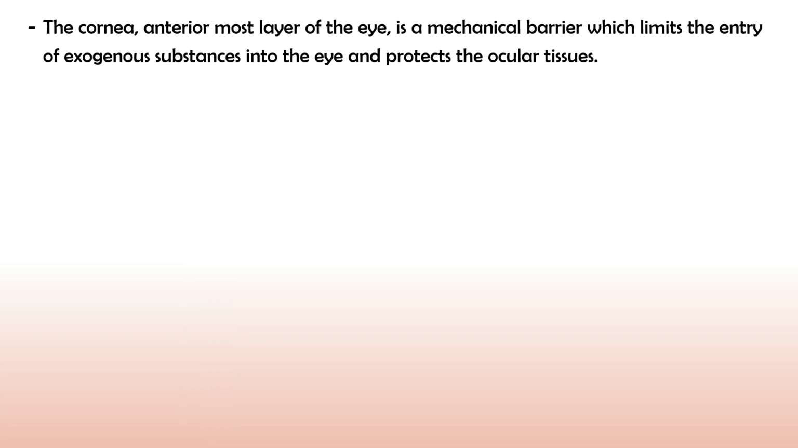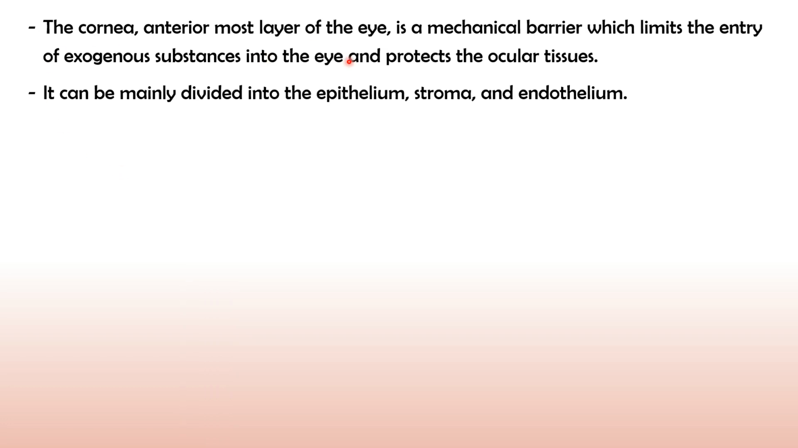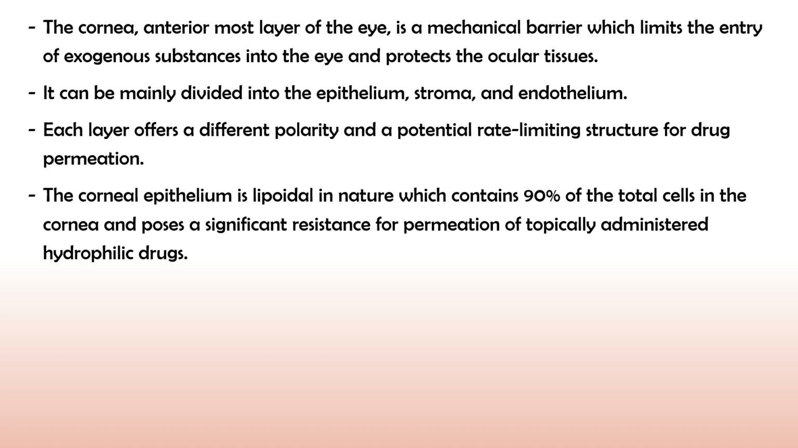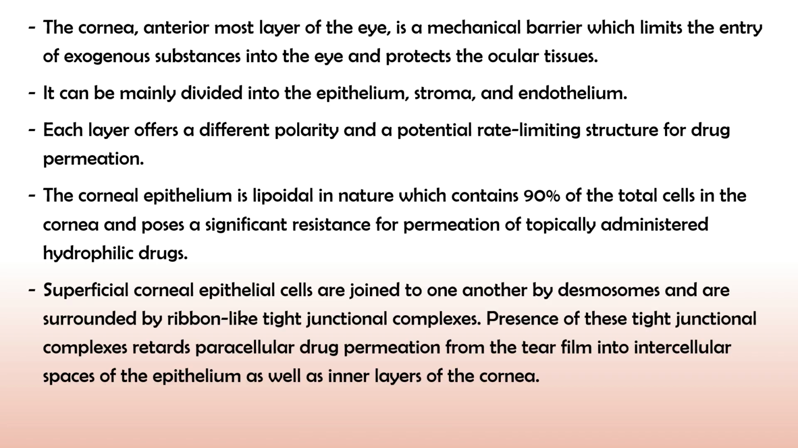Okay, so now let us see this. The cornea is the anterior-most layer of the eye. It is a mechanical barrier which limits the entry of exogenous substances into the eye and protects the eye tissue. It is divided into epithelium, stroma, and endothelium. Each layer has different polarity and acts as a potential rate-limiting structure for drug penetration. The corneal epithelium is lipoidal in nature, contains 90% of total cells, and poses significant resistance for permeation of topically administered hydrophilic drugs.